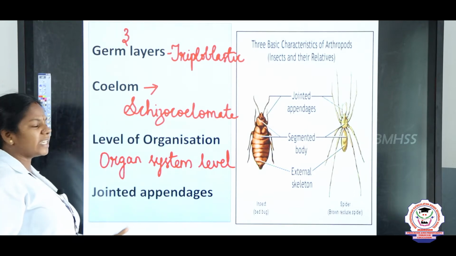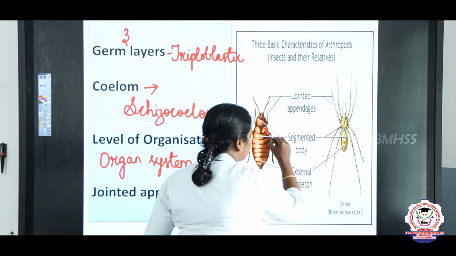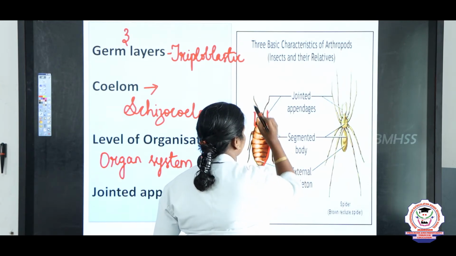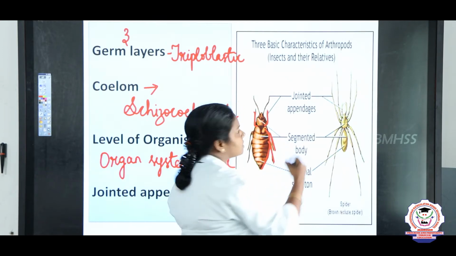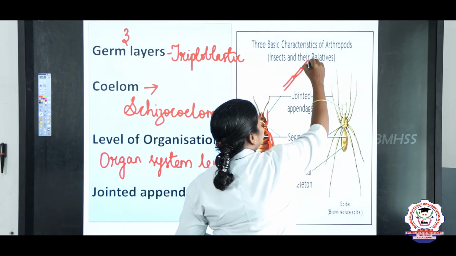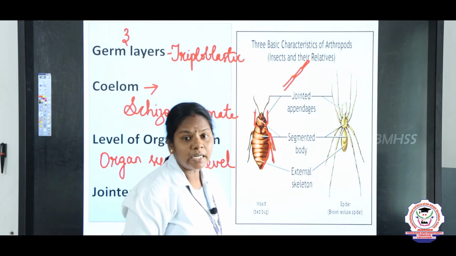And then jointed appendages. Just look into this picture, right? This is the body and you can see many appendages like legs. That also appears in segments. For example, if you look into the leg, it has many segments like this, right? So these are all the jointed appendages.